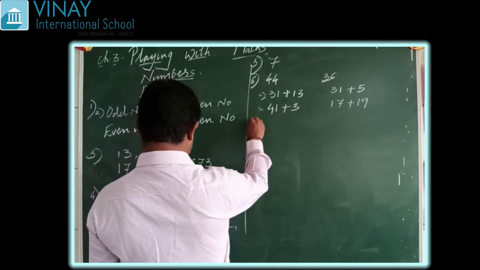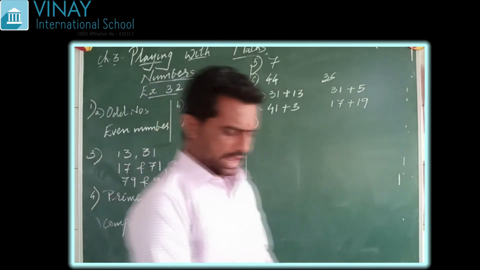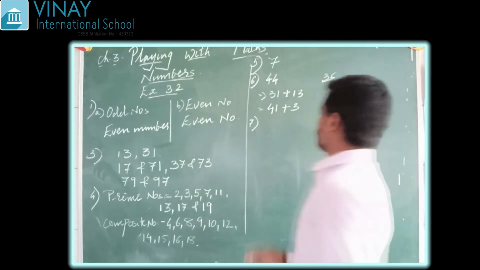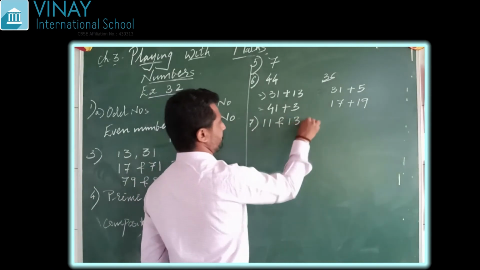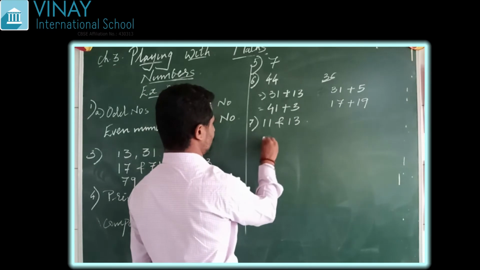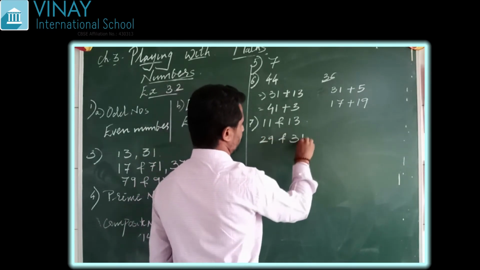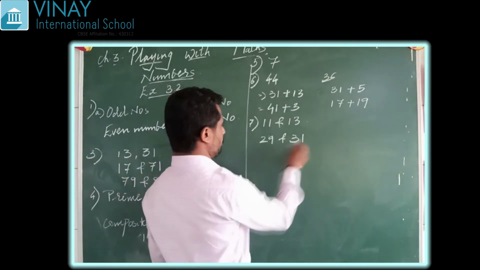Now question number 7. Give three pairs of prime numbers whose difference is 2. You see 11 and 13, whose difference is 2. Then we can say 29 and 31. Now again the difference between these two is 2.